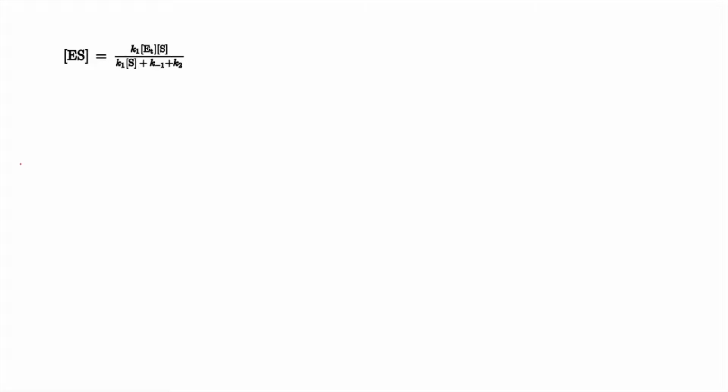Now from the fifth equation, we can write ES is equal to K1 into ET into S, whole divided by K1 into S plus K minus 1 plus K2. So this is our sixth equation. Now we are dividing both the numerator and the denominator by K1. So ES will become ET into S by S plus (K minus 1 plus K2) whole divided by K1. So we get equation number 7.